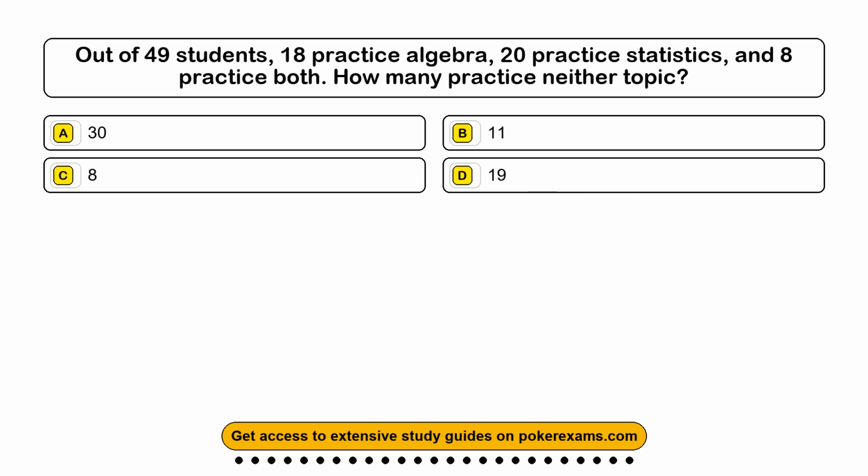Question 24. Out of 49 students, 18 practice algebra, 20 practice statistics, and 8 practice both. How many practice neither topic? Option A 30. Option B 11. Option C 8. Option D 19.